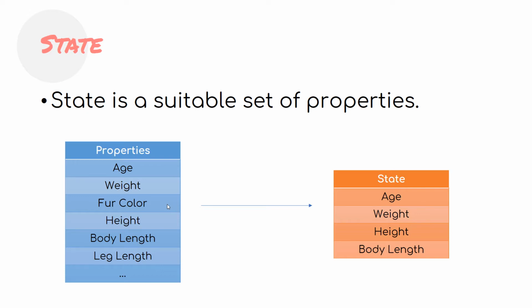I don't need the other information. Once I know these four, I can figure out the rest. For example, if I know these four, I can figure out what the leg length is, something like that. So that's the meaning of the state. It's just a suitable set of properties, or just a set of numbers.